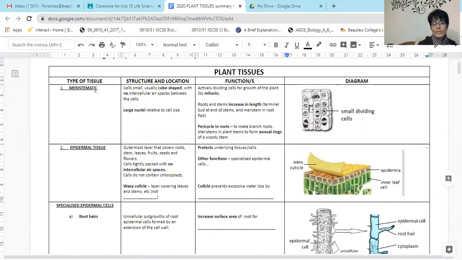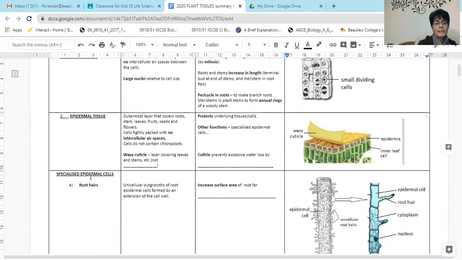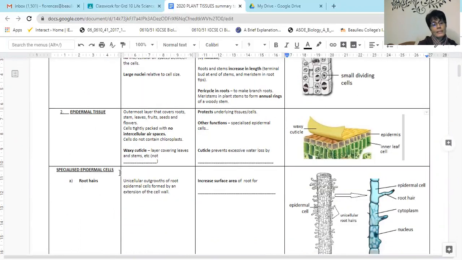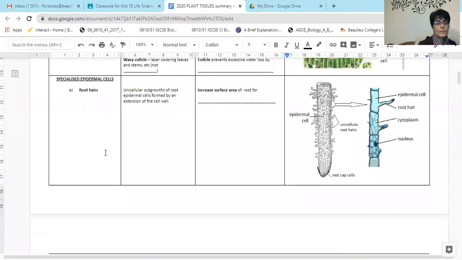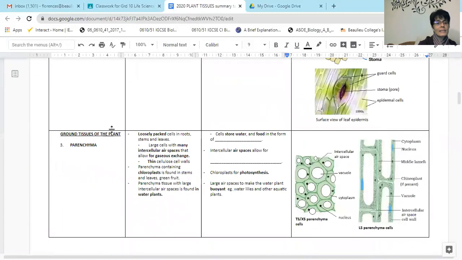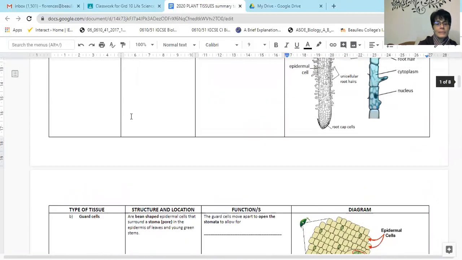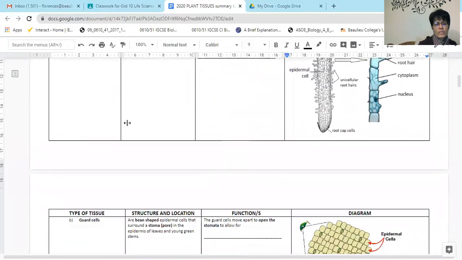Number 1 are the meristematic tissues. Meristematic means dividing tissues, and you'll remember that from when we did mitosis. Then the covering tissues, the epidermal tissues. Depending on which part of the plant you're looking at, the epidermis is going to be specialized in different ways. The cells will be different. So we're going to look at root hairs and guard cells, and those are the main 2.